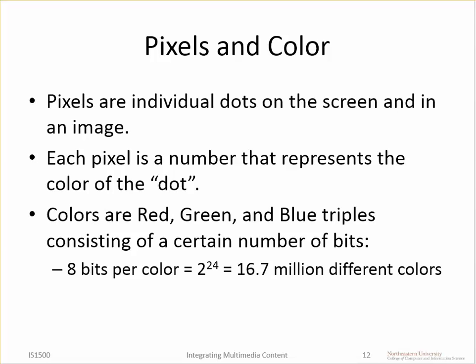Now, that also means that for every pixel we use 3 bytes. 1 byte is equal to 8 bits. So if you have 8 bits per color, that's really 1 byte per color. So you need 3 bytes per pixel. 1 byte for red, 1 byte for green, 1 byte for blue. So that basically means that every dot takes up 3 bytes. Well, if you got a pretty large image, you can do the math. It comes out to quite a bit of storage.